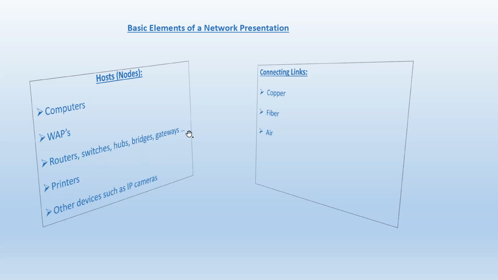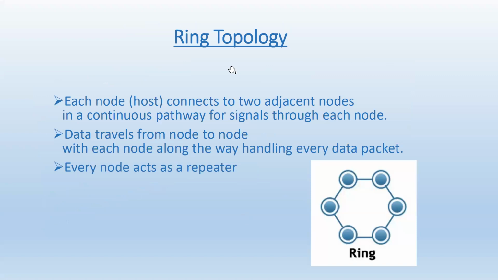See, these are three dots. That means, and so on. Printers, and other devices such as IP cameras. Those are connected with connecting links, and they would be copper, fiber, or air. Well, there you go. Now, let's jump into some of the details, some of the topologies.